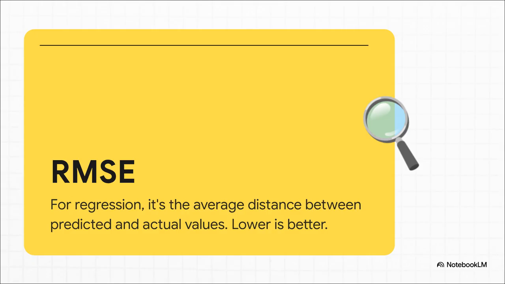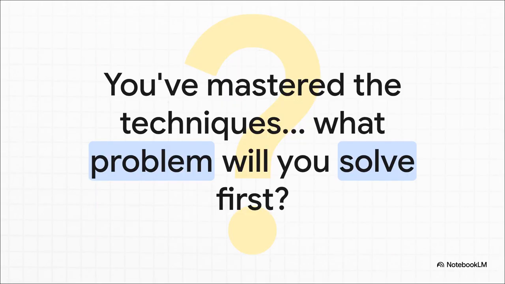And RMSE, or root mean squared error. This is our report card for regression models. In simple terms, it tells you, on average, how far off your predictions are from the real numbers. It's kind of like the standard deviation of your prediction errors. And for this one, the goal is simple. Lower is always better.